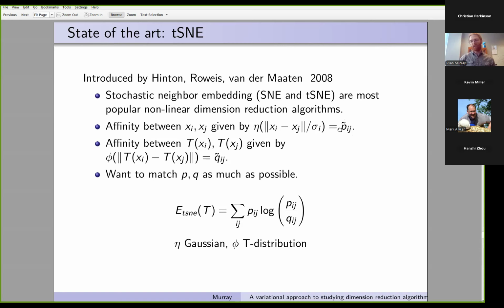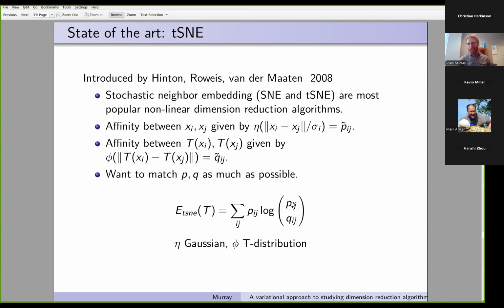I put a tilde over it because we'll need to modify it slightly. Similarly, we'll measure the affinity between the embedded points, T of xi and T of xj, using a different kernel, phi, and then the distance between Txi and Txj, and we're going to call that Q tilde. And then what the tSNE algorithm tries to minimize is this Kullback-Leibler divergence. So it looks at this double sum over Pij and then log of Pij over Qij.